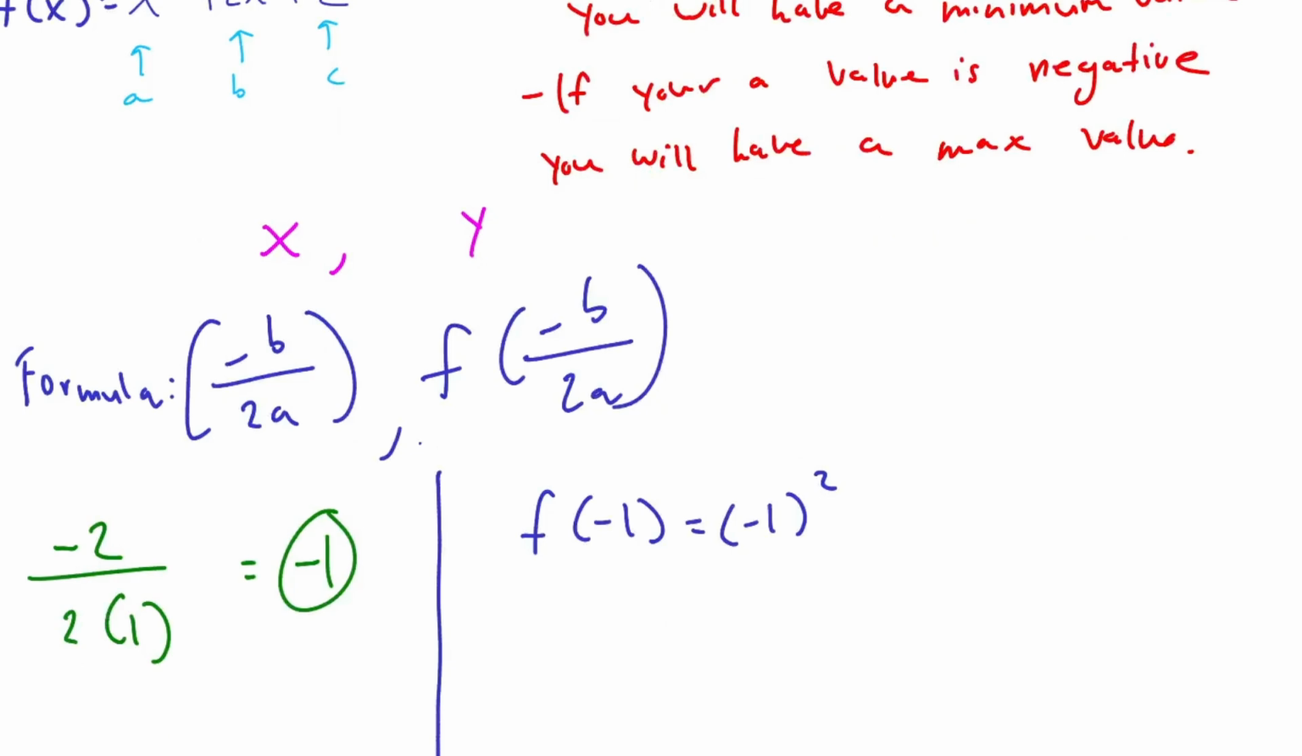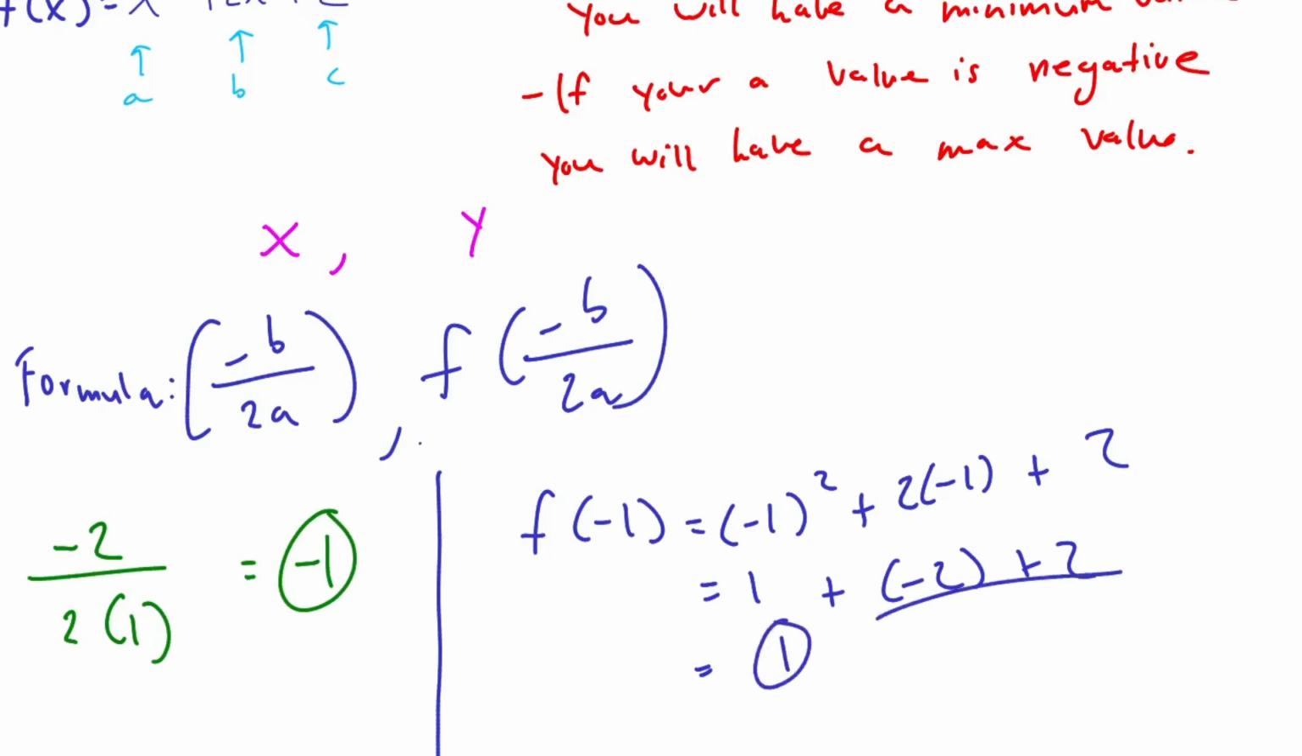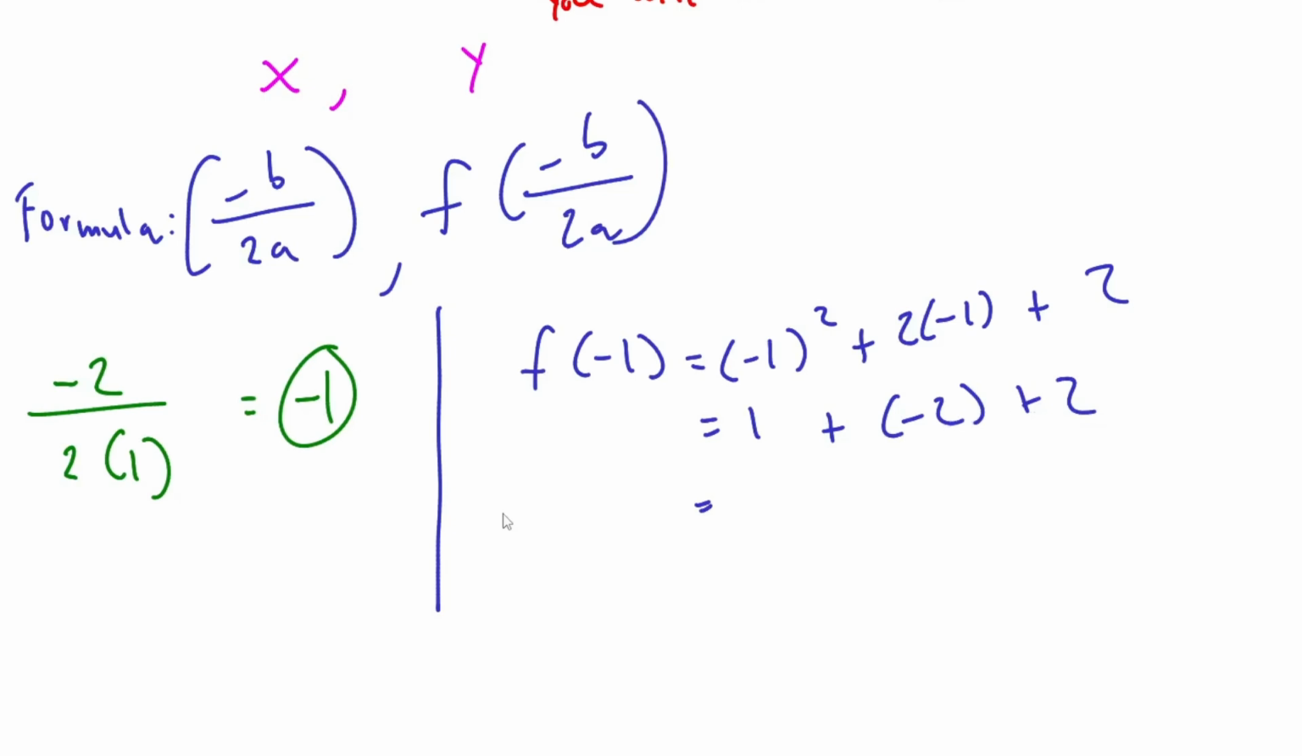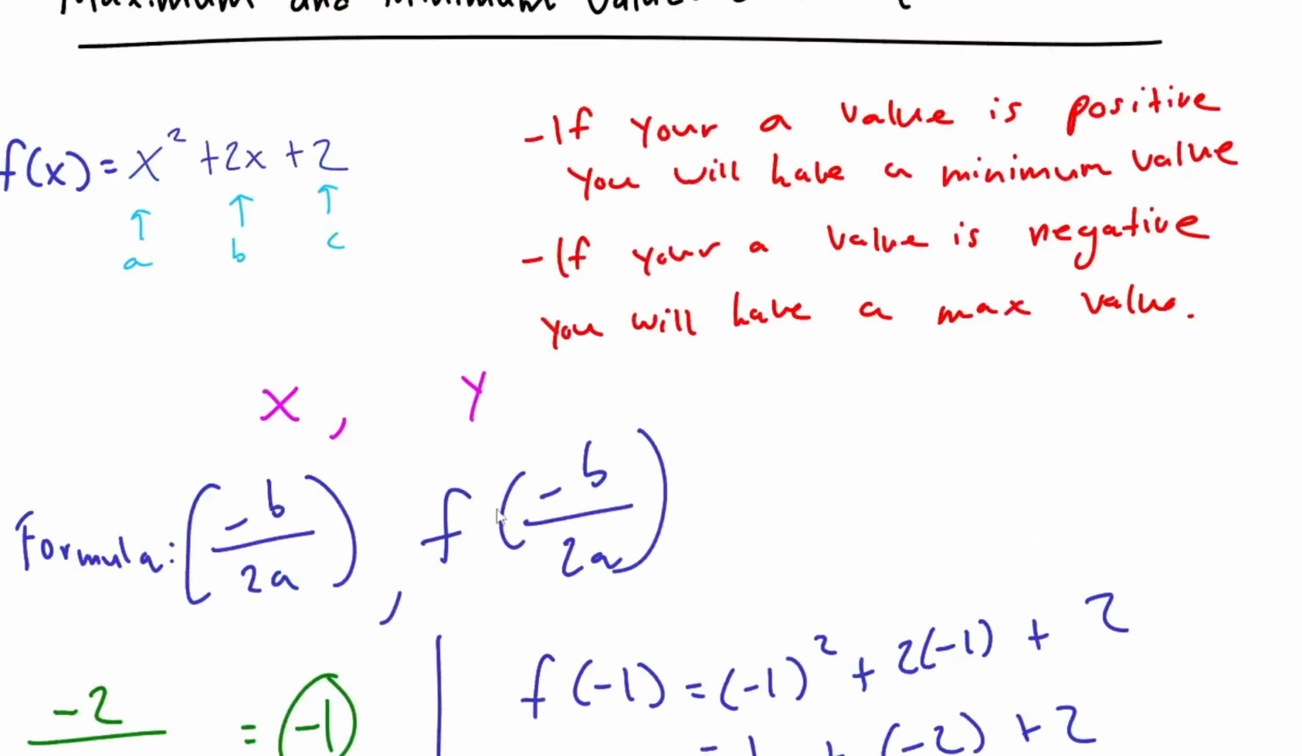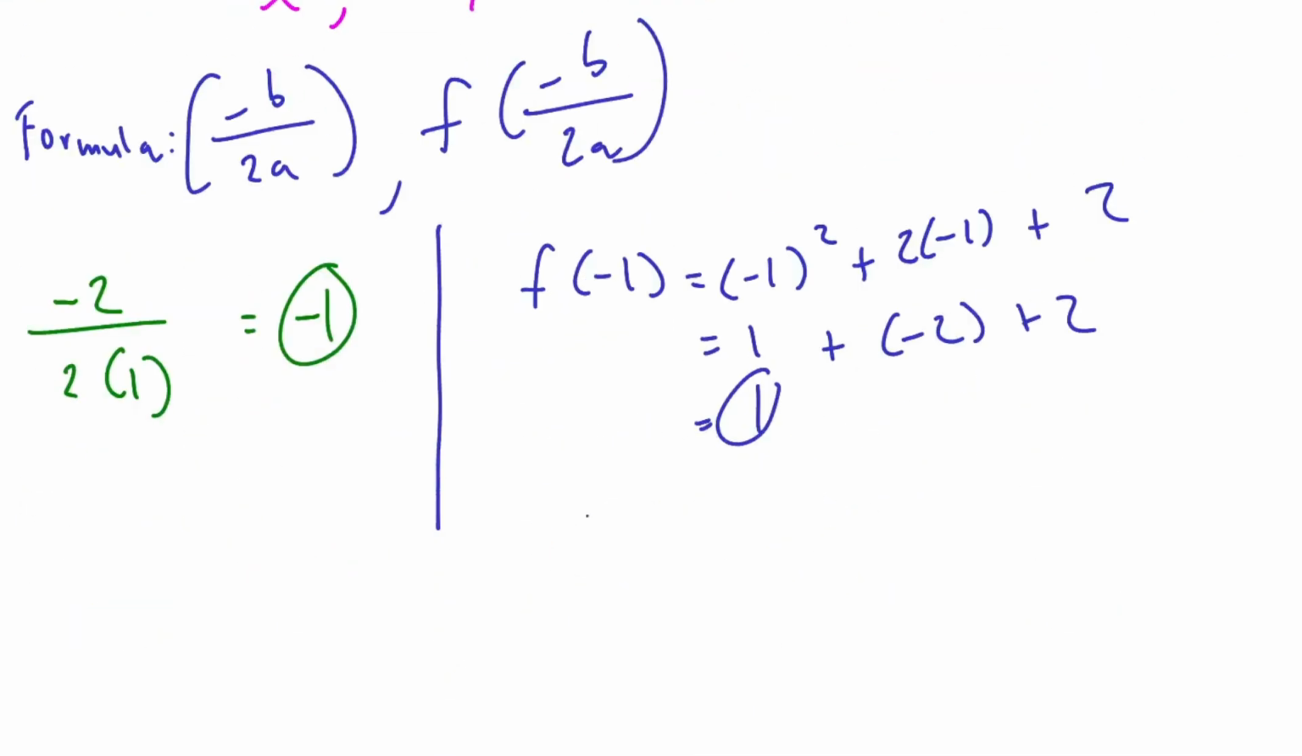plus 2 times negative 1, plus 2. So this would be equal to 1 plus negative 2 plus 2. This would cancel out, and all we're left with is just 1. Therefore, my minimum value for this function would be negative 1, 1. So my answer would be negative 1, 1.